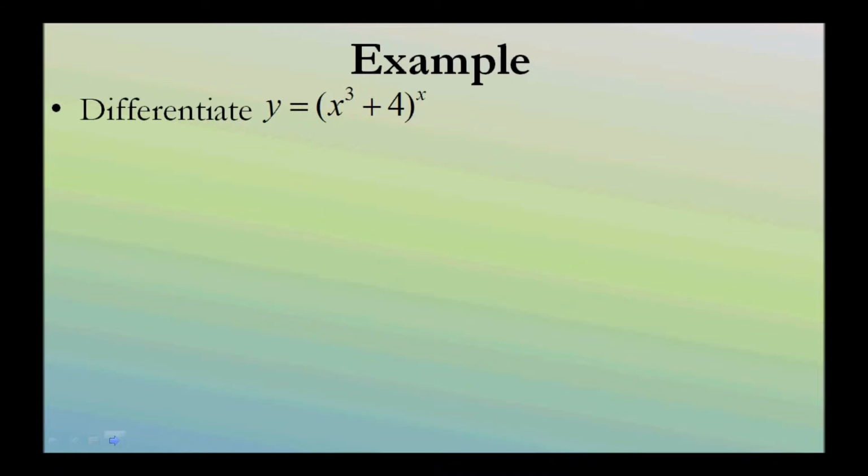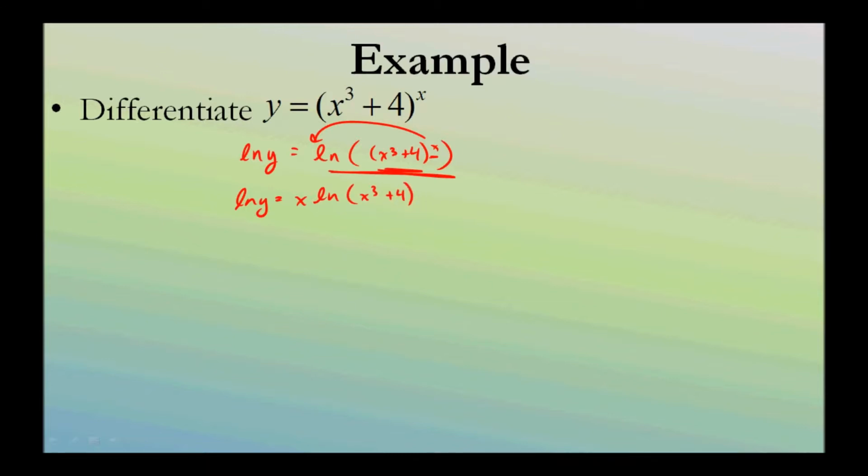An example: differentiate y equals the quantity x cubed plus 4 to the power of x. So we'll start by taking the natural log of both sides of the equation. So natural log of y is equal to the natural log of x cubed plus 4 to the x. How can we manipulate this? Well, we learned earlier that the natural log of a base to an exponent can be rewritten by bringing the exponent in front, so we can rewrite it as x natural log of x cubed plus 4.